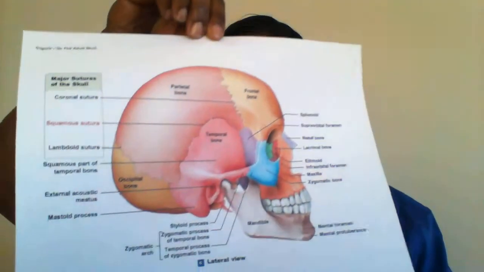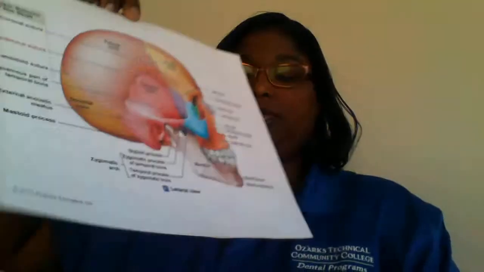The purpose of this picture is to identify the bones of the cranium and the sutures. This is a lateral view. Here is the frontal bone. Connected to the frontal bone is the coronal suture and the sphenoid bone, the zygomatic bone, the nasal bone, and the maxilla bone.